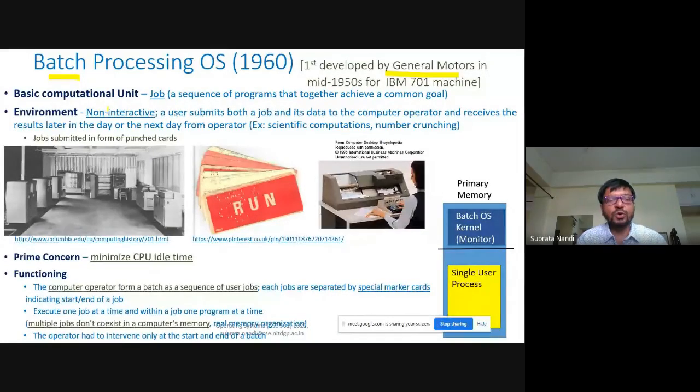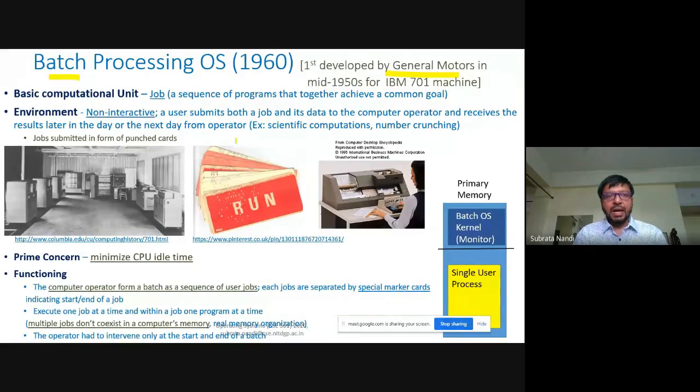So a batch of jobs is actually formed by the computer operator manually. Most of the tasks that the operating system does these days were mostly done manually in those days. So the operating system code was pretty trivial to write. The focus was how to get the computations done on a machine rather than having a very user-friendly interface, because it was all operated by a specially trained computer operator.